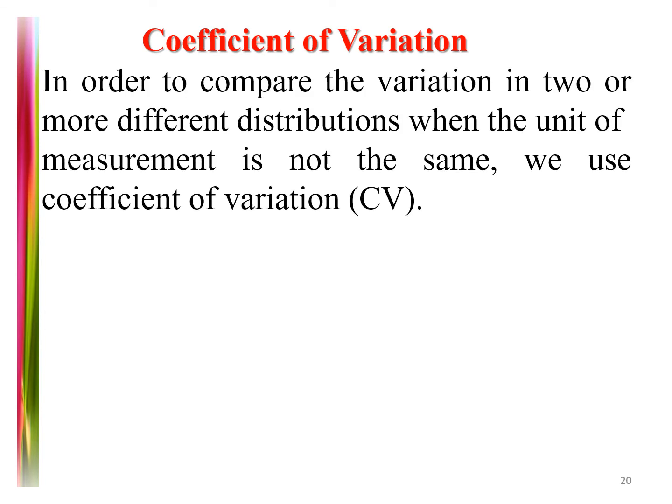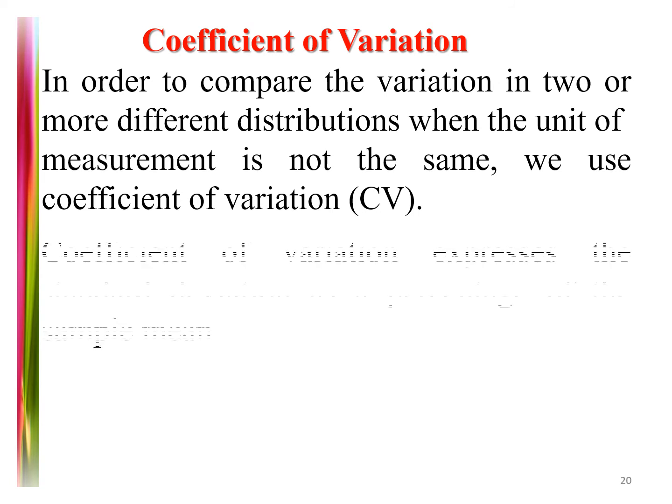Next, coefficient of variation. In order to compare the variation in two or more different distributions when the unit of measurement is not the same, we can use the coefficient of variation. So this coefficient of variation is used for comparison purposes. Suppose you need to compare two sets of different sample variation. In that situation, you can calculate the coefficient of variation and compare them, then we can make the conclusion.